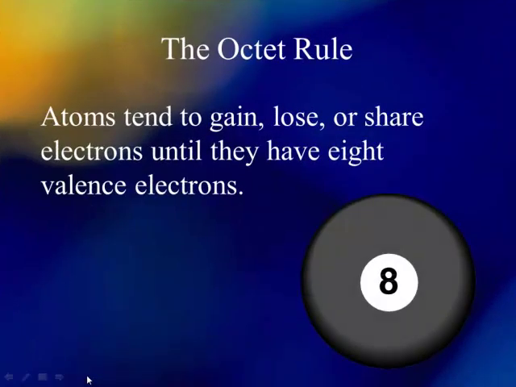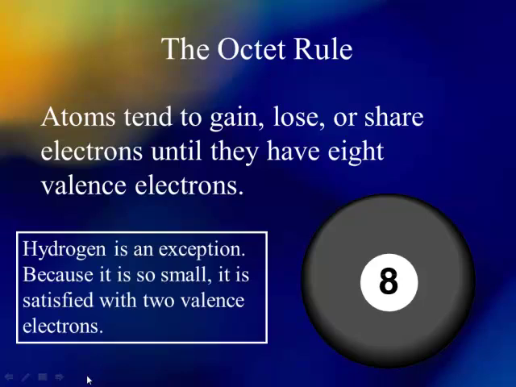When bonding, most atoms follow the octet rule, which states that atoms will gain, lose, or share electrons until they have 8 valence electrons. An exception to that is hydrogen. Because hydrogen has only the very small first principal energy level, it needs only 2 valence electrons to be satisfied.